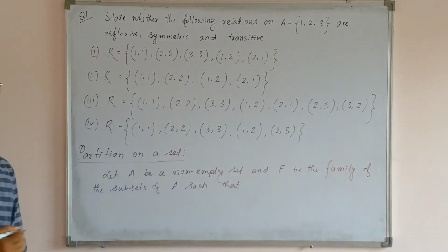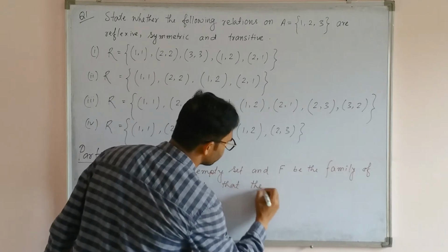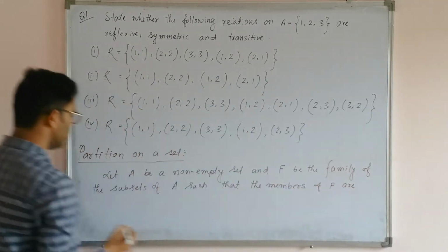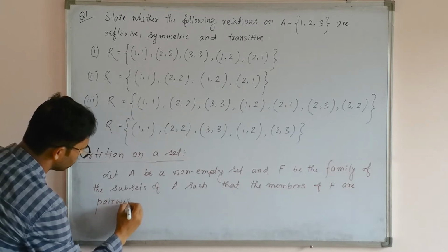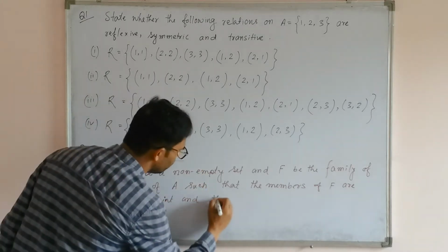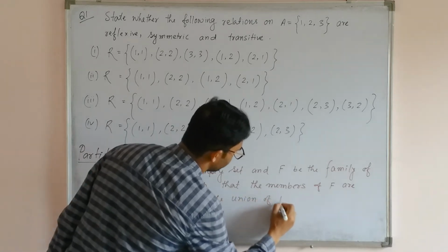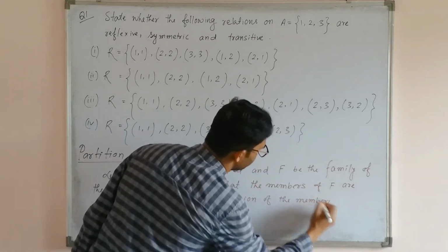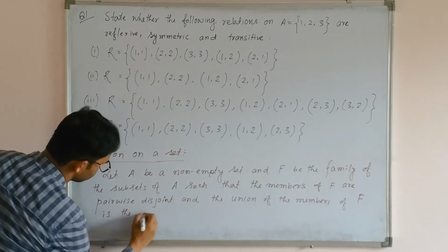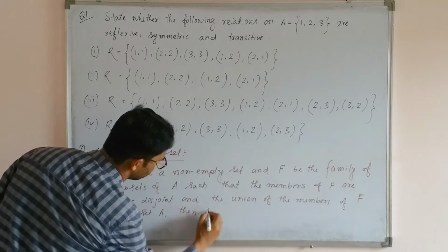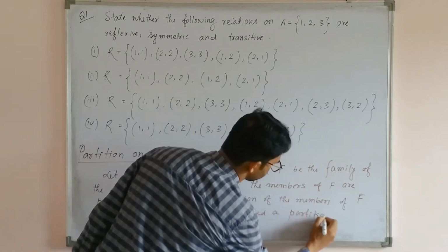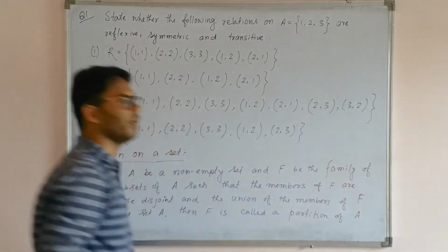the members of F are pairwise disjoint and the union of the members of F is the set A. Then F is called a partition of A. So this is the definition.